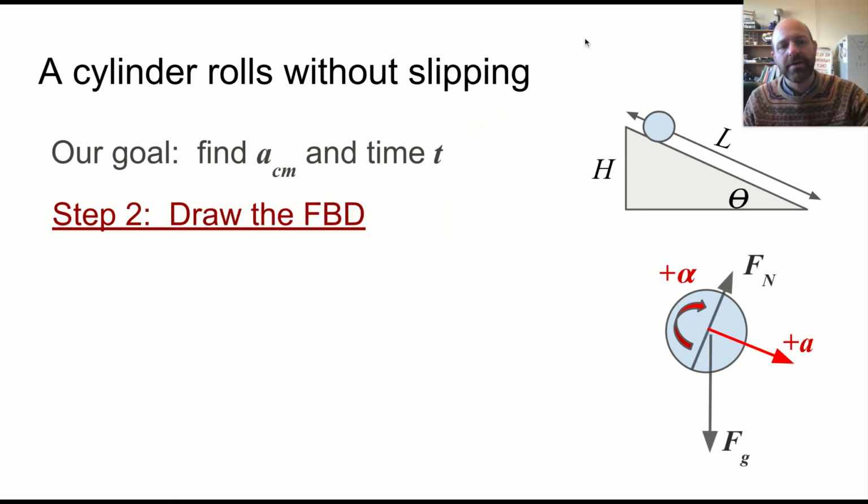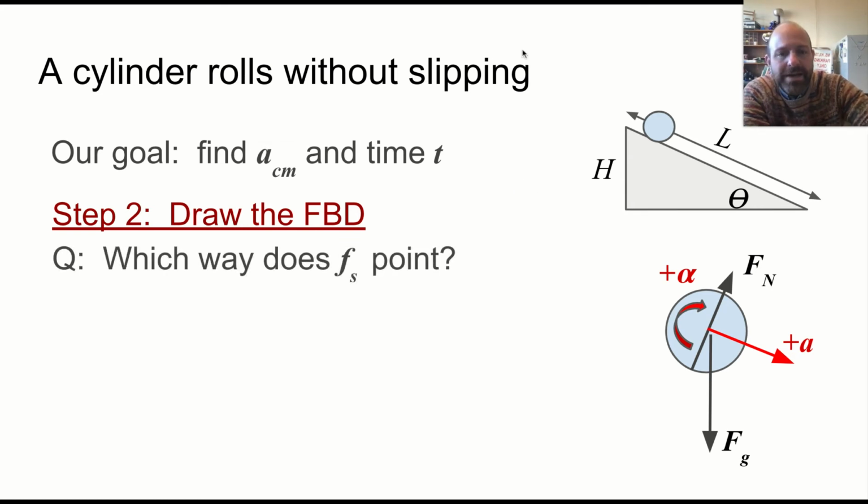So the next thing we do is draw a free body diagram. Notice this is not one where it's all on a single point. This is our extended free body diagram. The force of gravity pulls right through the center of mass. The normal force is from the surface. That's how that's drawn. And the question we have to ask ourselves is, which way does friction point?